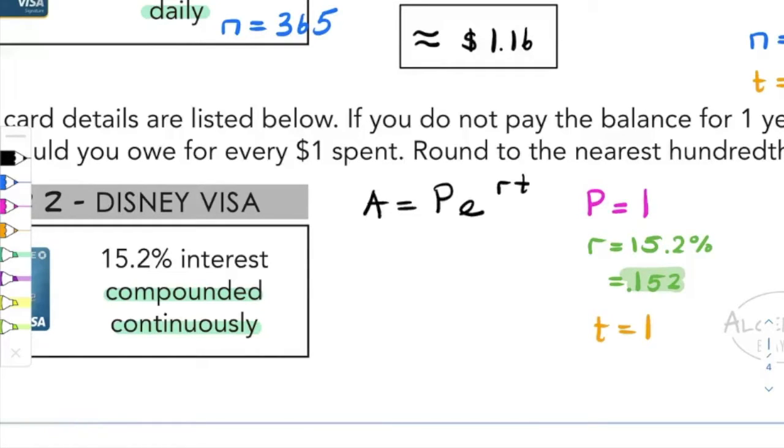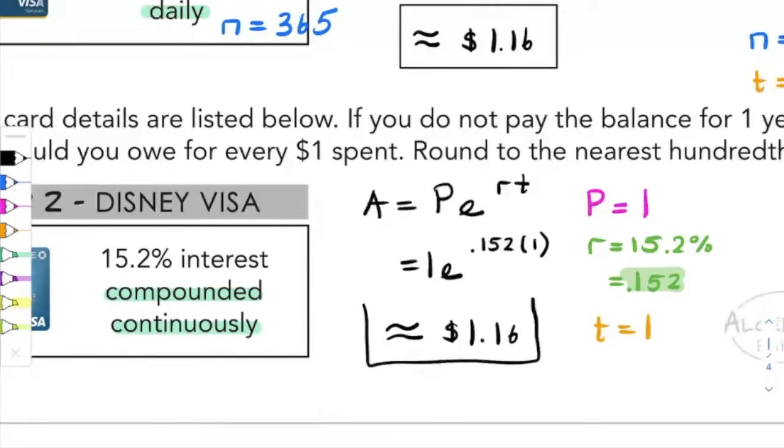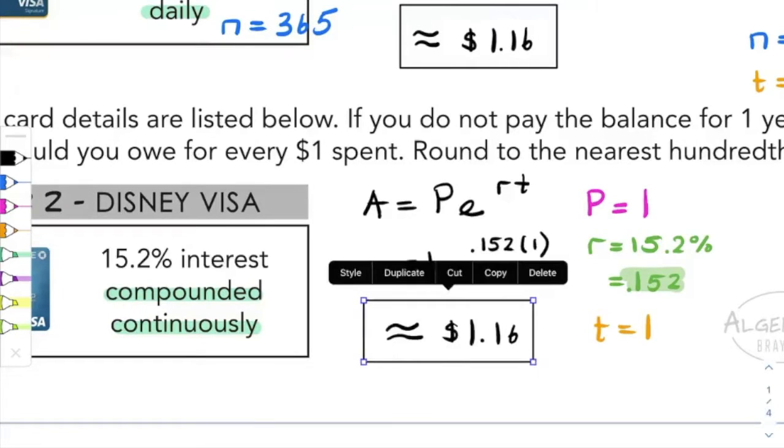Substitute these values in. We have 1 times e raised to the power of 0.152 times 1. When you type this into your calculator, you also get $1.16. So we have the same answer twice, 2 different cards, 2 different types of compounding, 2 different interest rates, but they are giving you the same answer.